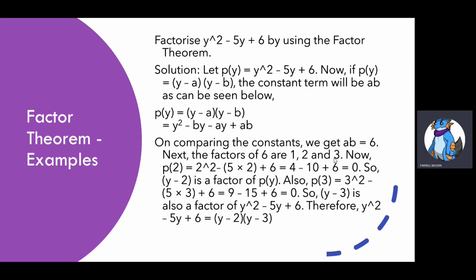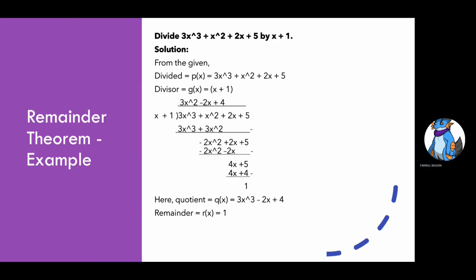Using these factors, we replace all the y's with these numbers. After some calculations, we find out that only 2 and 3 give the result of 0. So we can confirm that y squared minus 5y plus 6 is equal to y minus 2 times y minus 3.